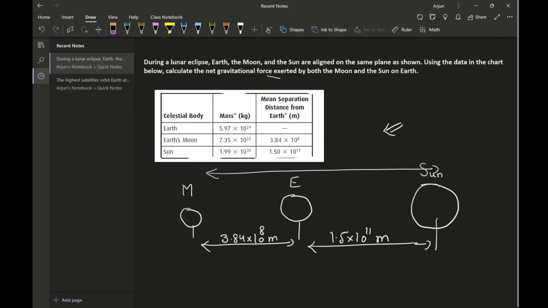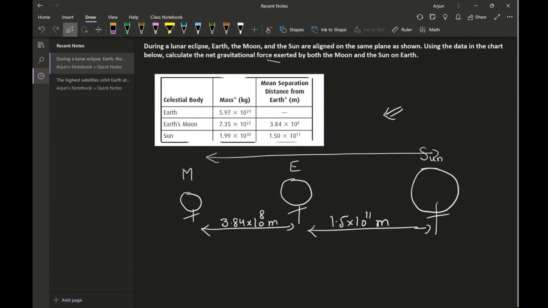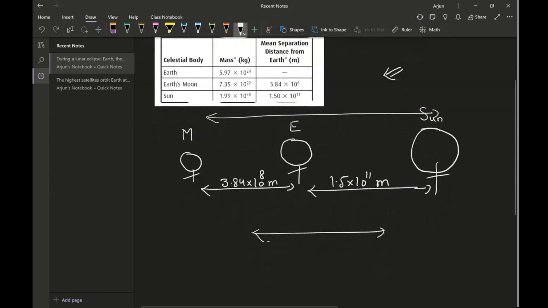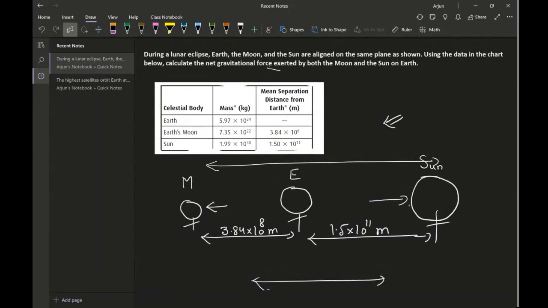This is the question given in front of us: there are three bodies, Moon, Earth, and Sun. They are aligned in a linear direction, I mean to say they are in one dimension, given to us on a horizontal axis. So that becomes a problem of one dimension. The Moon is trying to pull the Earth towards itself, the Sun is trying to pull the Earth towards itself, and we want to find out the net gravitational force exerted by the Moon and Sun on the Earth. That's what we are looking for.